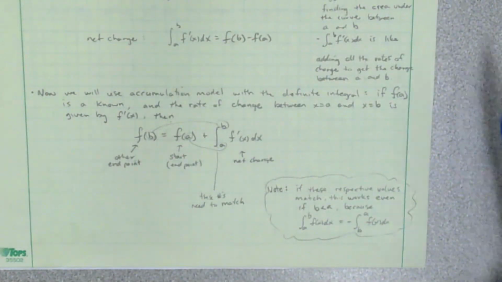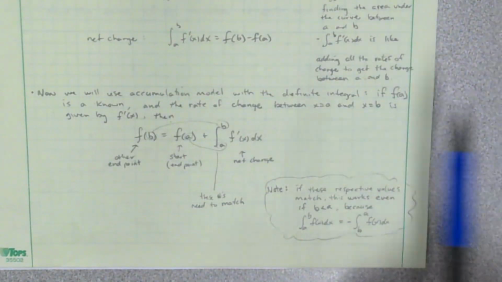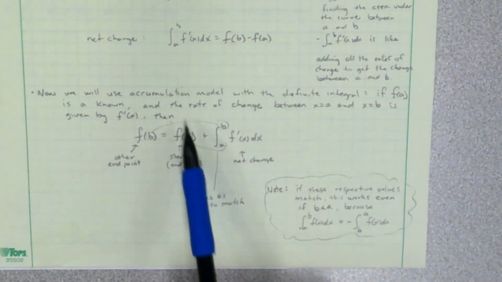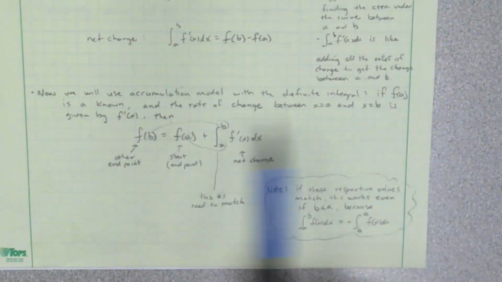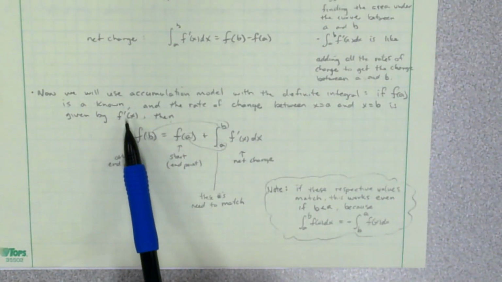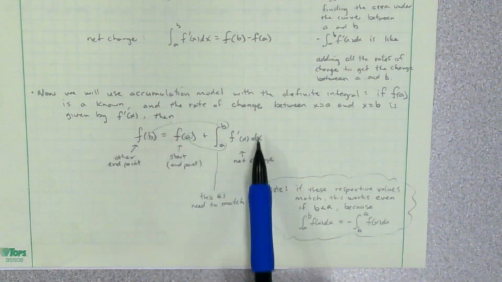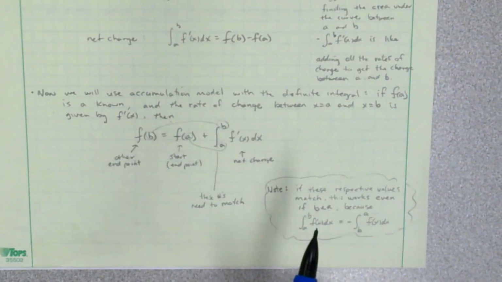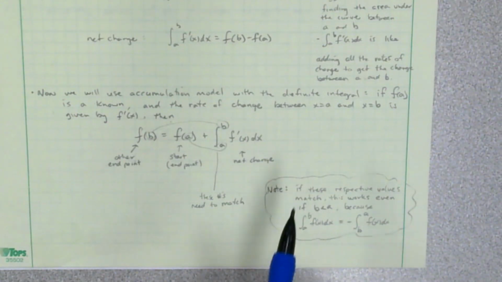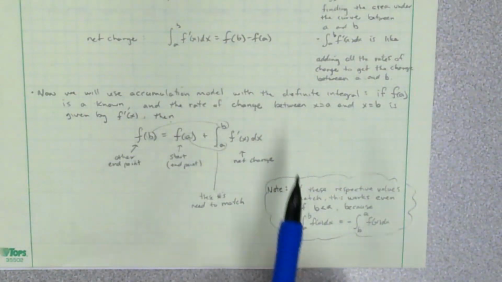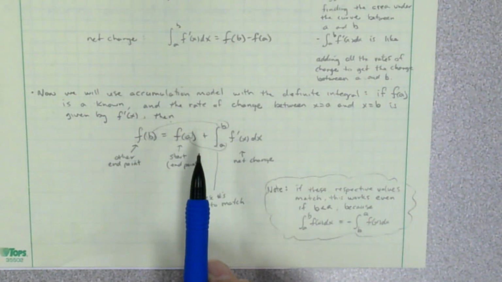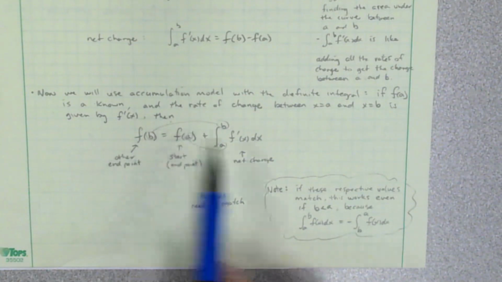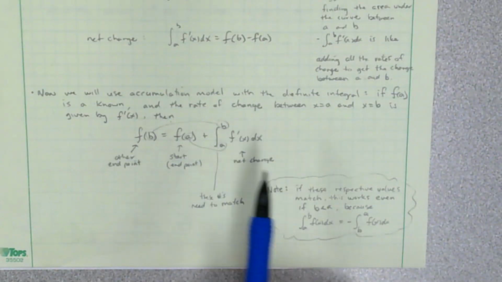Okay, so we're going to use the accumulation model with a definite integral. If f of a is known, the starting position, and the rate of change between a and b is given by a derivative, then I know this to be true. This is basically like the position, but it's doing it for other rates, not position functions, but it's the same thing. The final position that we had for a particle was the end position, this was the start position, and this was the displacement. And it's kind of the same thing.